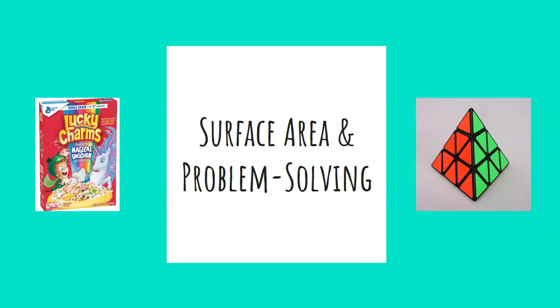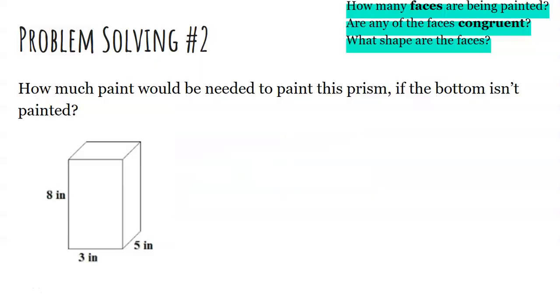This is the second video for surface area and problem solving. For the second question, we are going to answer this question: How much paint would be needed to paint this prism if the bottom isn't painted? So again, we have a rectangular prism. This time we have 3 different measurements. 3 inches equals the length, 5 inches equals the width, and 8 inches equals the height.